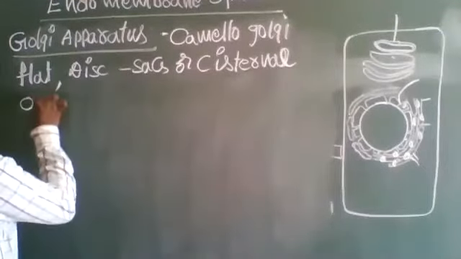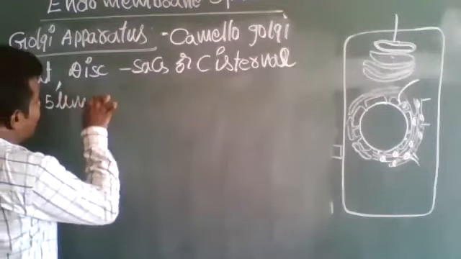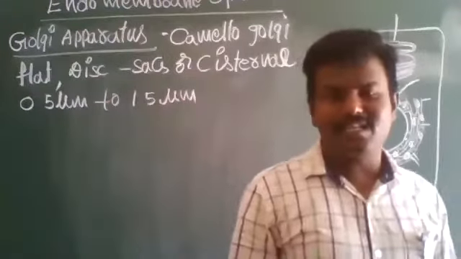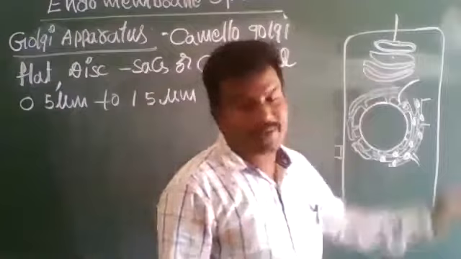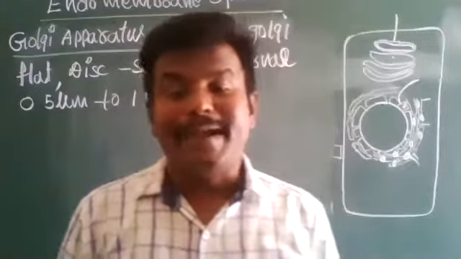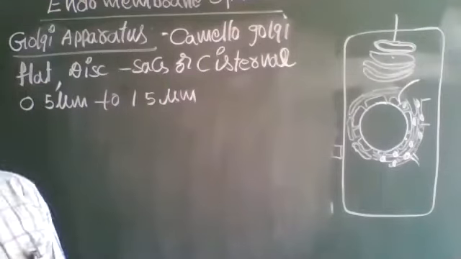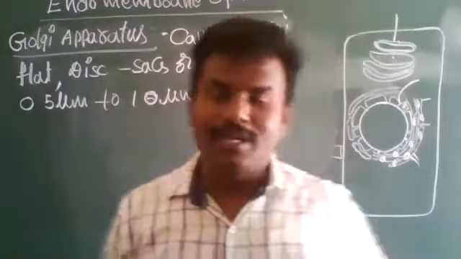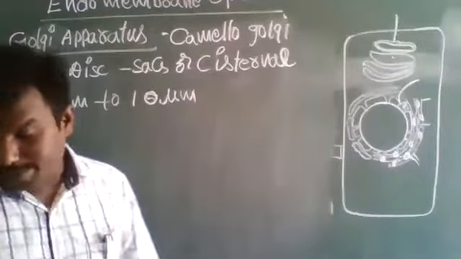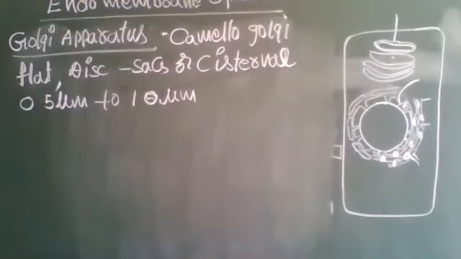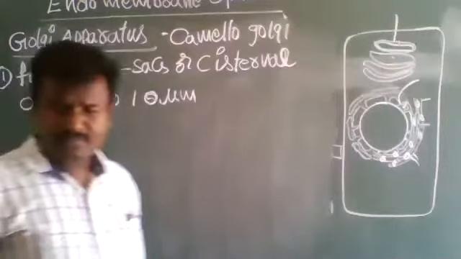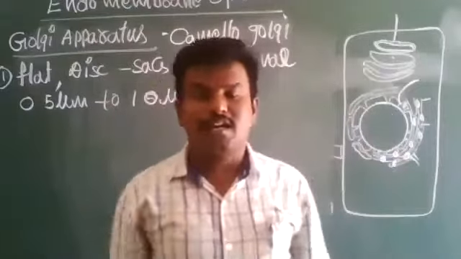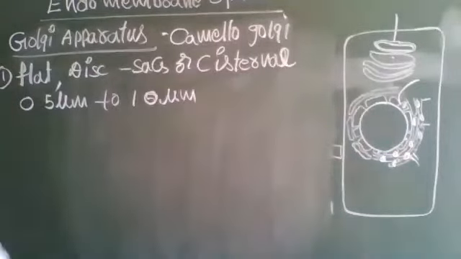Cisternae are 0.5 micrometer to 1.5 micrometer in diameter. Its length is 0.5 micrometer to 1.0 micrometer. Okay, that is the size of the Golgi complex. Next, these are stacked one above the other. These are stacked with each other, parallel to each other.